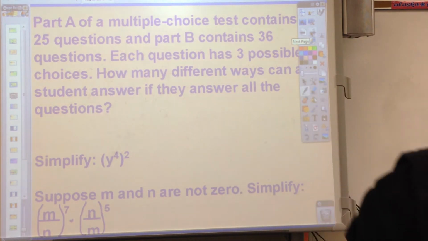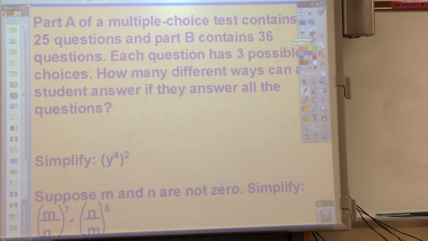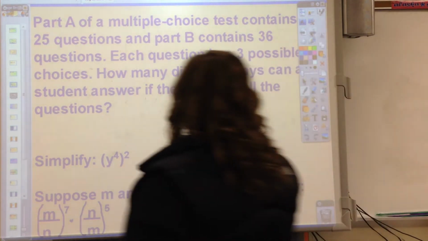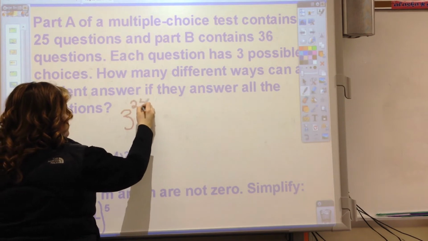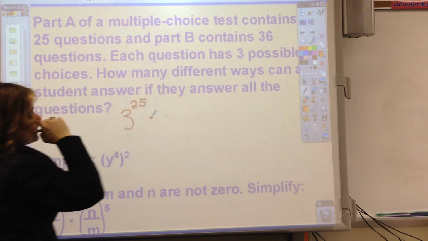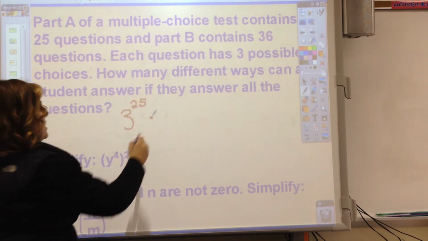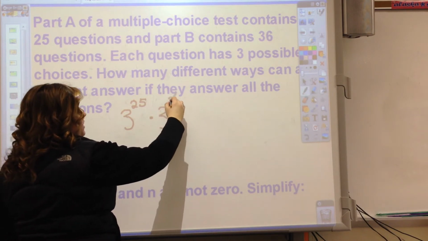All right, then let's go with a word problem. Part A of a multiple choice test contains 25 questions. Part B contains 36 questions. Each question has 3 possible choices. How many different ways can a student answer if they answer all the questions? Well, for each of my 25 questions, I have 3 answers, and there's 25 of them. And for the next part, part B, I have 3 answers, and there's 36 of them.